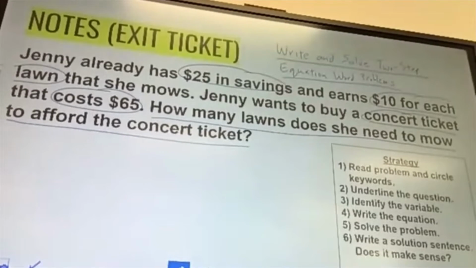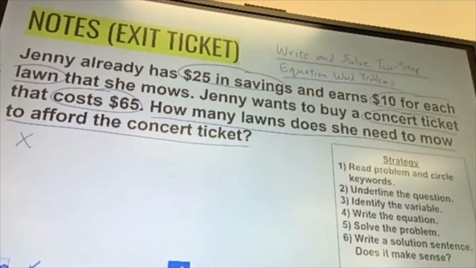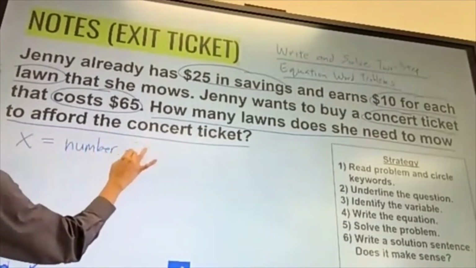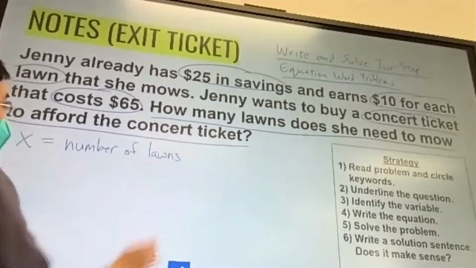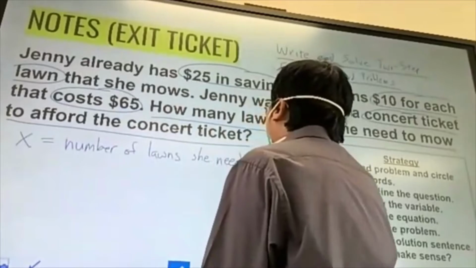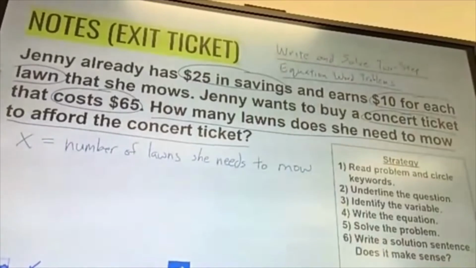Okay, so before we write the equation, let's identify the variable. So the unknown, what are we trying to solve for? What are we trying to figure out? Yeah, how many lawns does she need to mow? So x is the number of lawns she needs to mow. That's what we're trying to figure out.